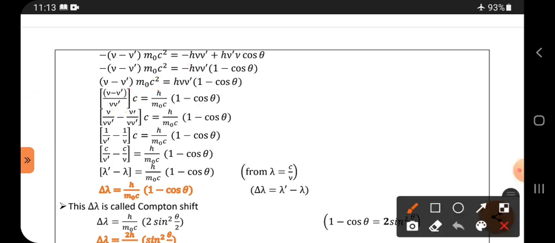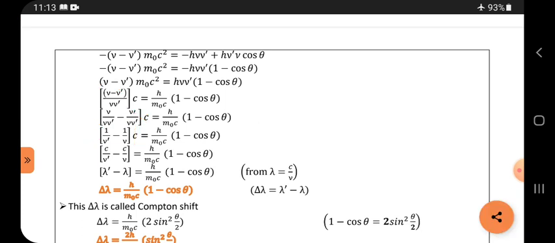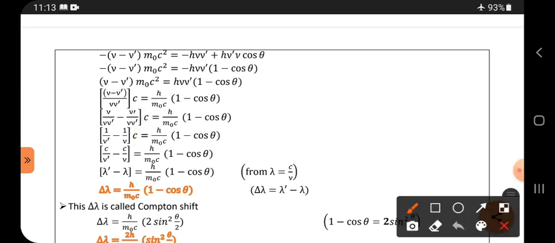Okay, now separate this one, nu by nu dash minus nu dash by nu dash into c, h by m, same as it is. And here nu cancels, and here nu dash cancels, then we get this one. Okay, and here I am not changing anything this side.